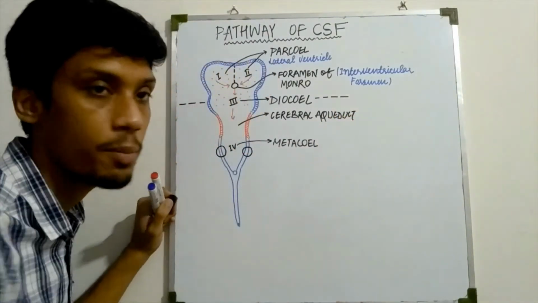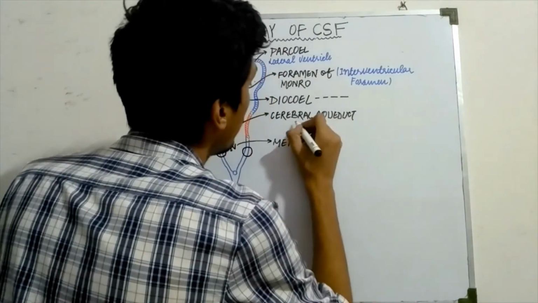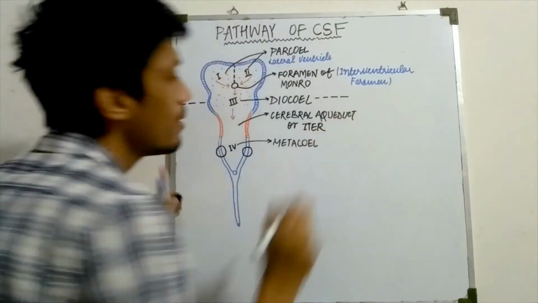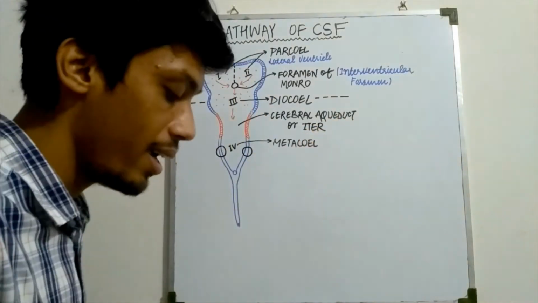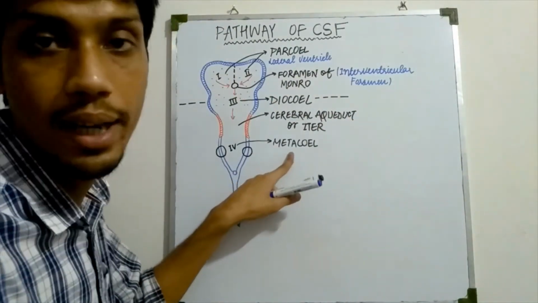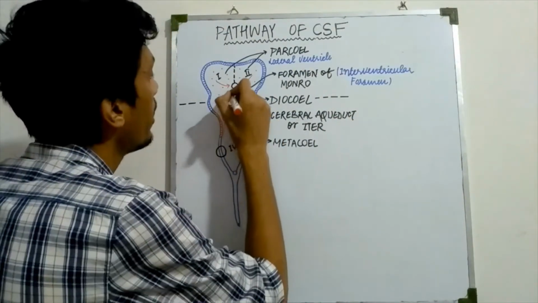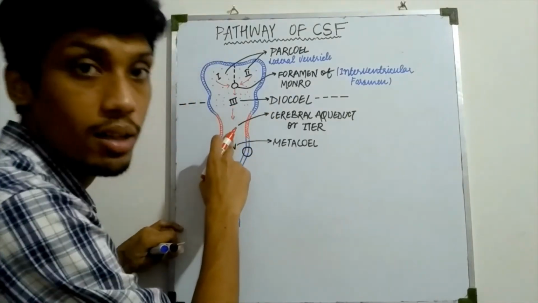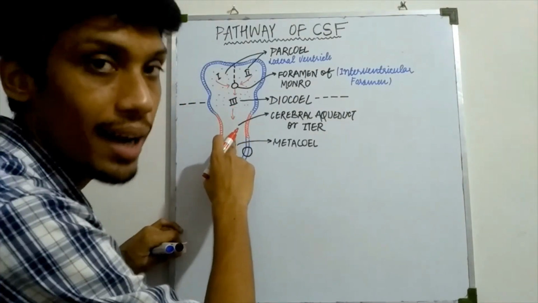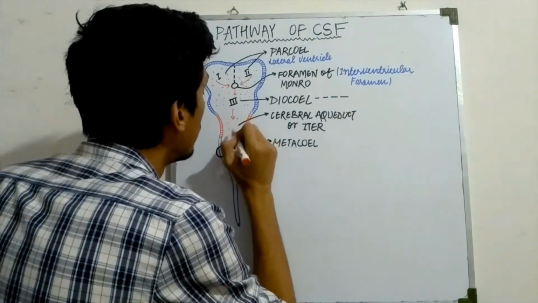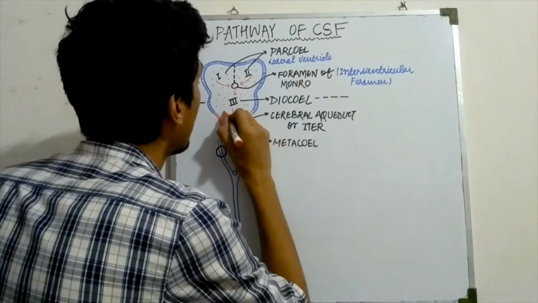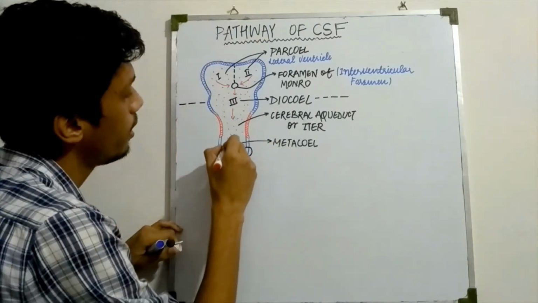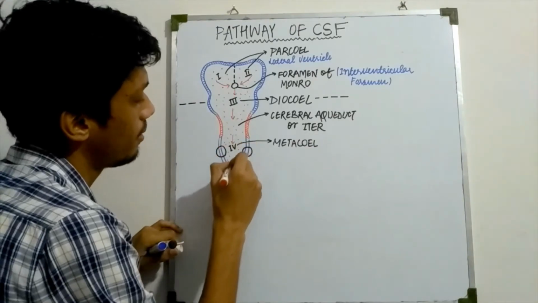So this pathway is the cerebral aqueduct, or you can also say iter. It is nothing but a pathway from diacoele to metacoele. So this fluid runs through this pathway, the cerebral aqueduct or iter, to the metacoele. Now this runs to the metacoele, and this space, the fourth ventricle, is known as the metacoele.